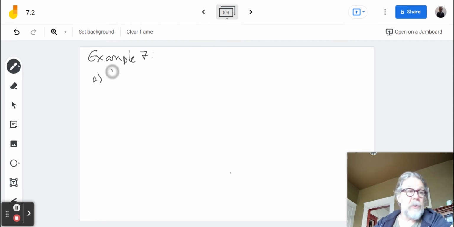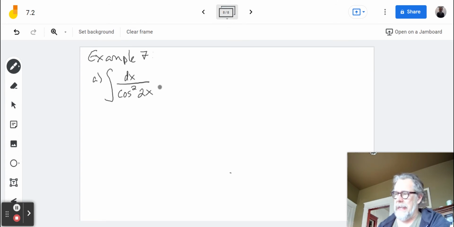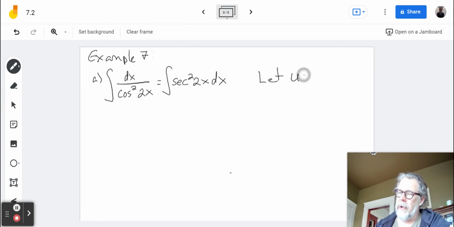And let's look first at the integral of dx over cosine squared of 2x. And notice dx over versus 1 over times dx, of course, the same thing. I probably didn't need to say that, but I will say it anyway. Well, we know that 1 over cosine is secant, so this is the integral of secant squared of 2x dx. We're going to let u equal 2x at this point.